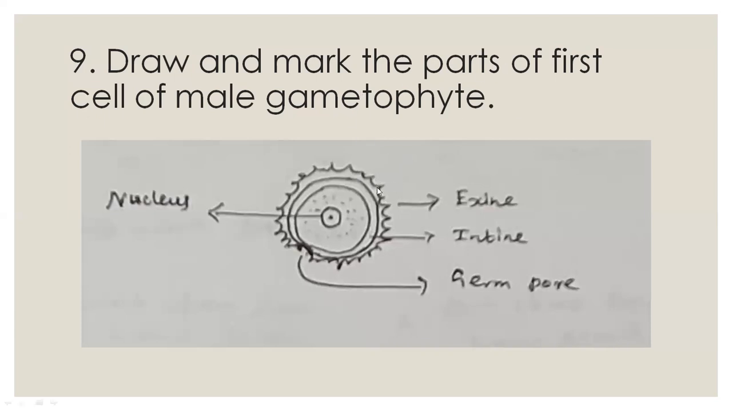The microspore has an outer wall called the exine and an inner wall, the intine. A small pore seen in the outer wall is called the germ pore, where the concentration of the chemical is somewhat less, and it has a single nucleus. The microspore, the first cell of the male gametophyte, is unicellular, uninucleate, and haploid in nature.